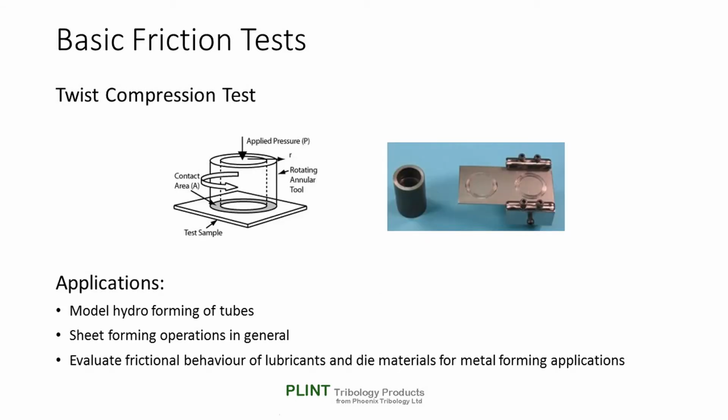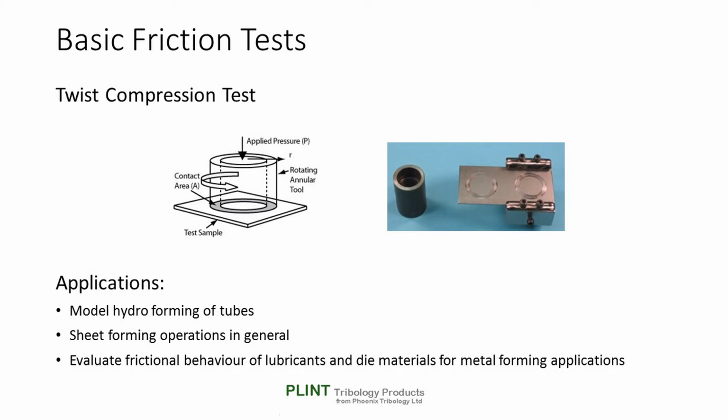The twist compression test was developed specifically to model hydroforming of tubes and for sheet forming operations in general. The twist compression test is used for evaluating the frictional behavior of lubricants and die materials for metal forming applications. The test involves loading a 25mm cylindrical specimen of tool material against a flat sheet workpiece sample and subjecting the contact to low speed rotation. The resulting torque is measured and post-test the surfaces are examined for wear and material transfer.